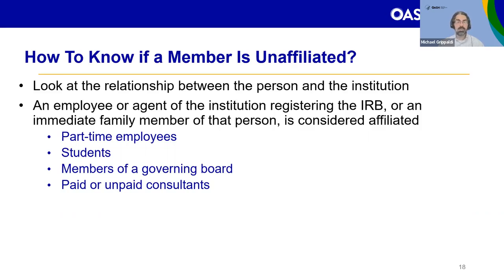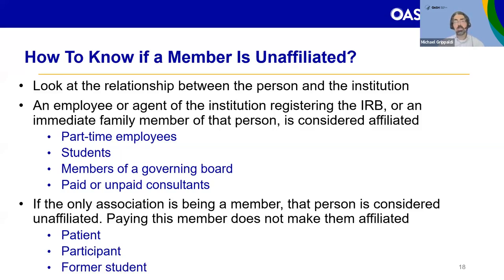So to this end, an employee or an agent of the organization that's registering the IRB or a person of that member's immediate family is considered to be affiliated. Affiliated members include, but they're not limited to, as you can see on the screen, part-time employees, current students, members of a governing board, but also other roles like healthcare providers holding credentials to practice at an institution, and even volunteers working in an institution on business unrelated to the IRB. Those are kind of more small and nuanced.